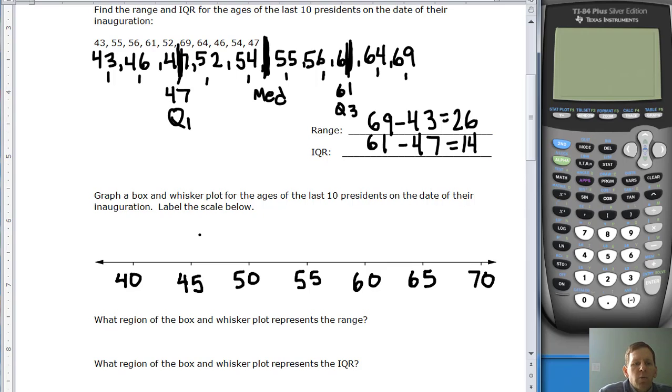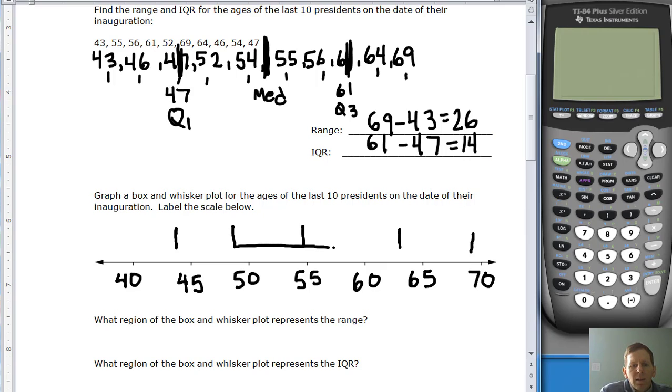When we graph your box and whisker plot, we're going to plot the minimum and maximum. So 43 is around here, 69 is around here. I'm going to draw vertical lines at Q1 and Q3, so a vertical line around 47, a vertical line around 63, and we'll have a vertical line at the median, which is between 54 and 55, so just a little bit to the left of 55.